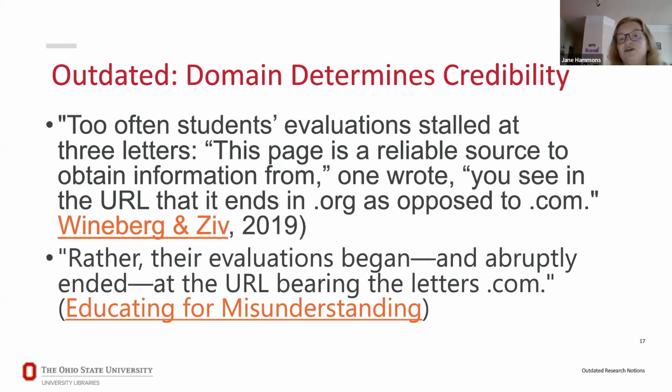And there's been research looking at this as well. So Weinberg and some of his colleagues have looked at students' evaluation processes and found that this guidance has really sunk in with a lot of students, right? They go right away to this idea that if it's a .org, that means I can trust it. If it's a .com, that means I should avoid it, right? So they really focus in on this as a key aspect in thinking about the credibility of information sources. So what is the problem with providing this as guidance to students?